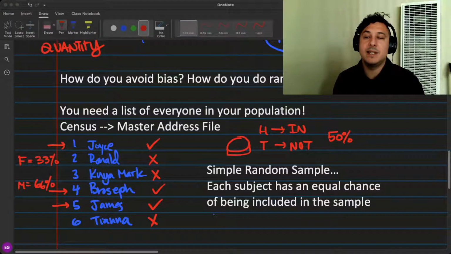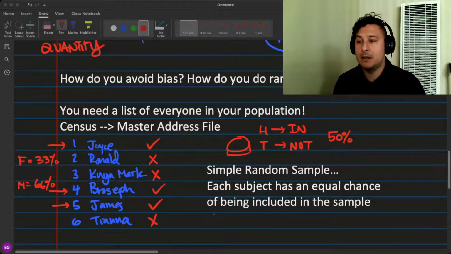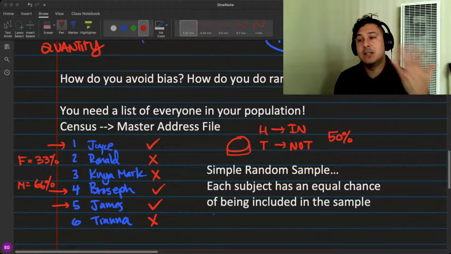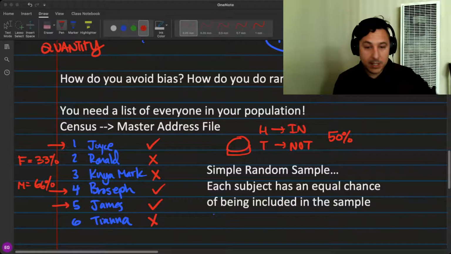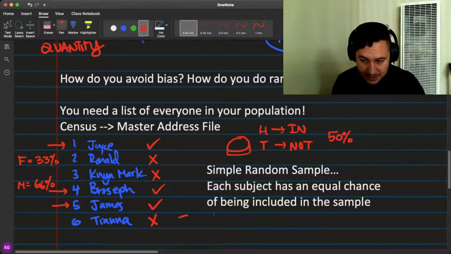Does everyone see how this doesn't really follow the actual pattern of males and females? There is some bias, but at least my bias is random. But the fact is, you're never going to completely get rid of bias, especially with a simple random sample. So notice there is still bias.